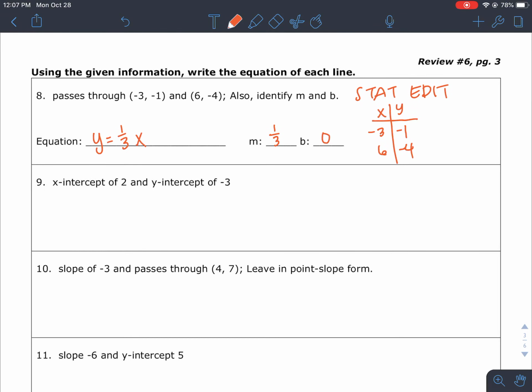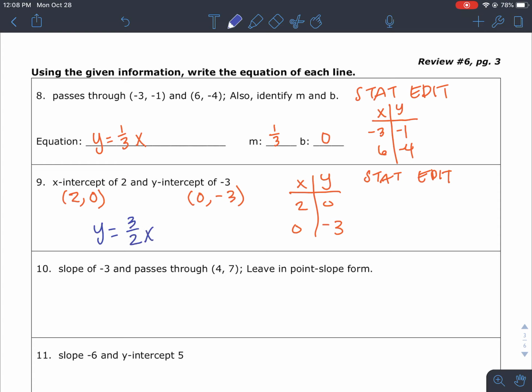Number 9 tells me that I have an x-intercept of 2 and a y-intercept of -3. So this gave me 2 points. So an x-intercept of 2 means 2, 0. And the y-intercept of -3 means 0, -3. So that gave me 2 points. I'm making my XY chart to keep everything organized. And I'm also typing those into stat edit. And you should get that your equation is y equals 3/2 x minus 3.